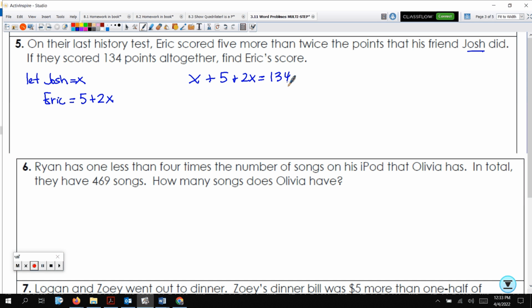We're going to combine my terms. I have 1x and 2x. That gives me 3x plus 5 equals 134. Subtract 5. 3x equals 129. Divide by 3, and I get x is equal to 43. So Josh scored a 43. And Eric, if we multiply 43 times 2 and add 5, he scored a 91.